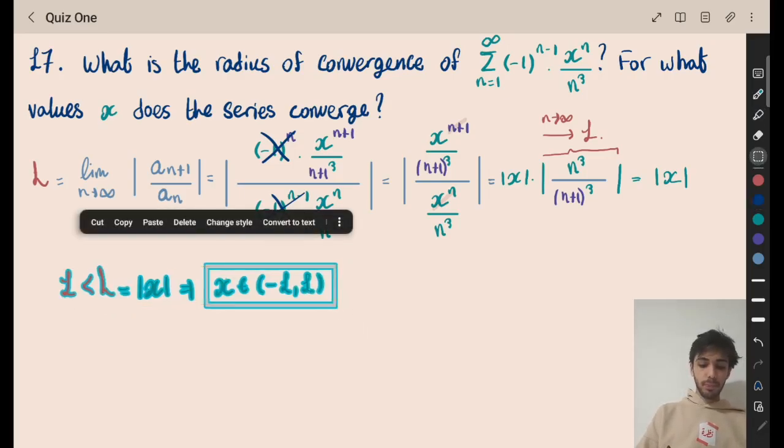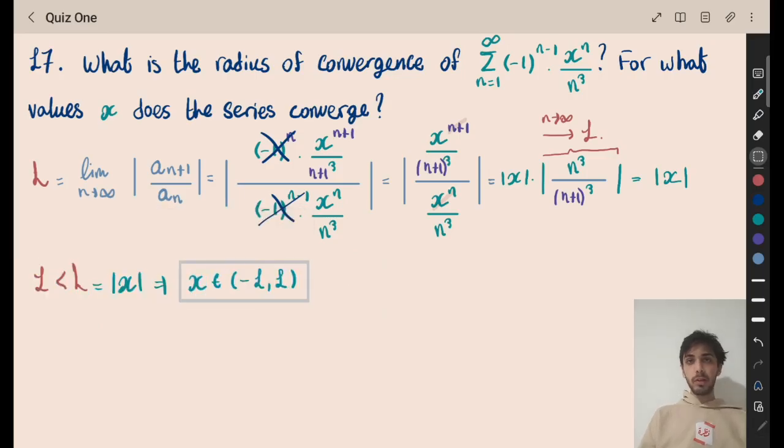But we need to be careful. First off, the radius of convergence in this case is 1. Let me explicitly write that out. The radius of convergence, which is usually denoted by rho or sometimes denoted by big R, is equal to 1. Because in a sense, that is the value for which you have this freedom.